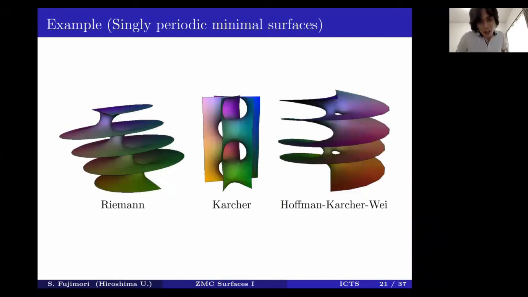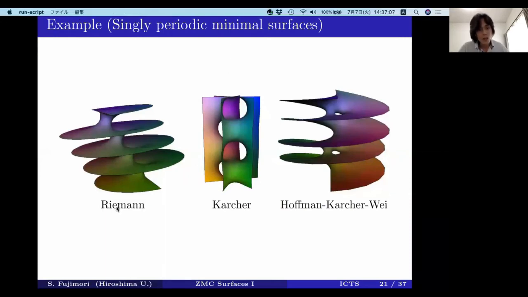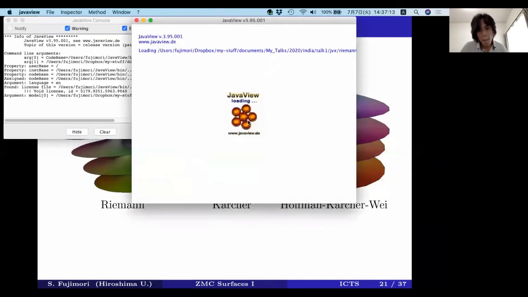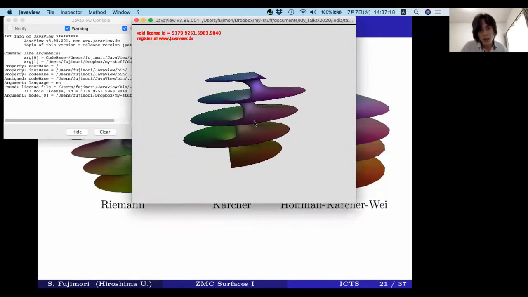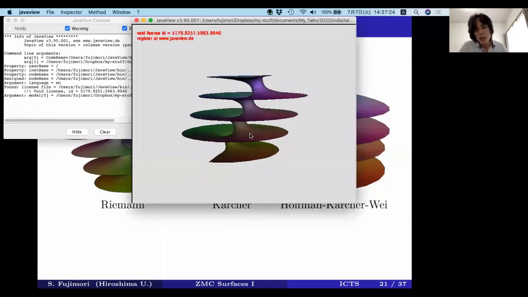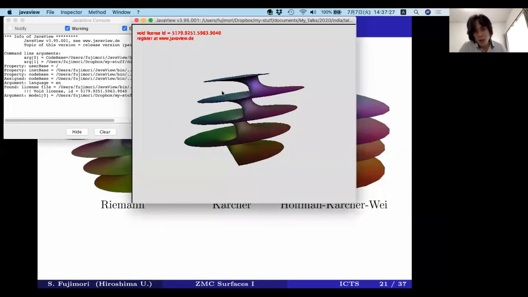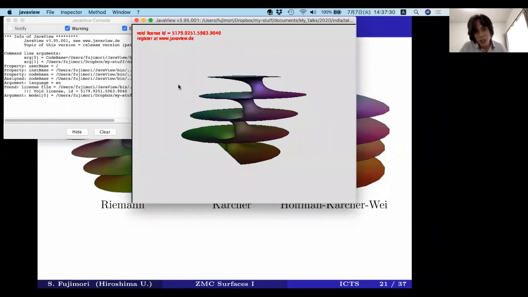Now these are singly periodic surfaces. You see the periodic direction here, right? For example, Riemann's minimal surface. This is a singly periodic surface. This is one period, and this is one period. This surface has the property that if we slice it by a horizontal plane, the intersection is always a circle, really a circle, not an ellipse.